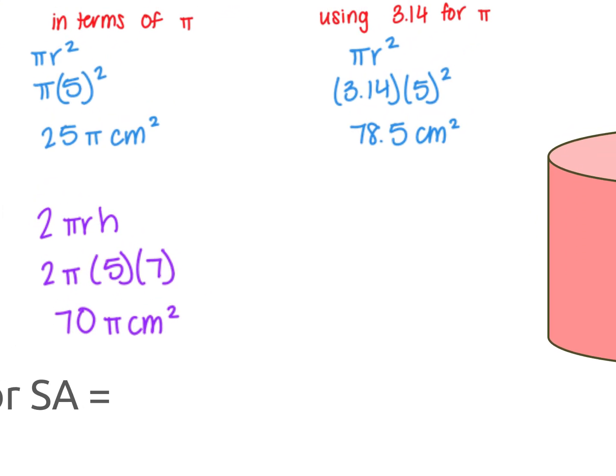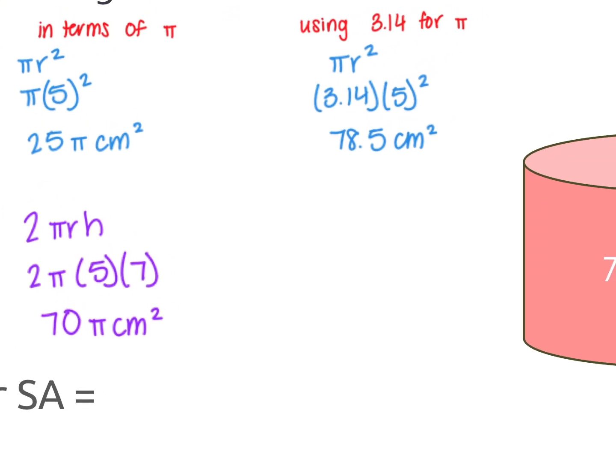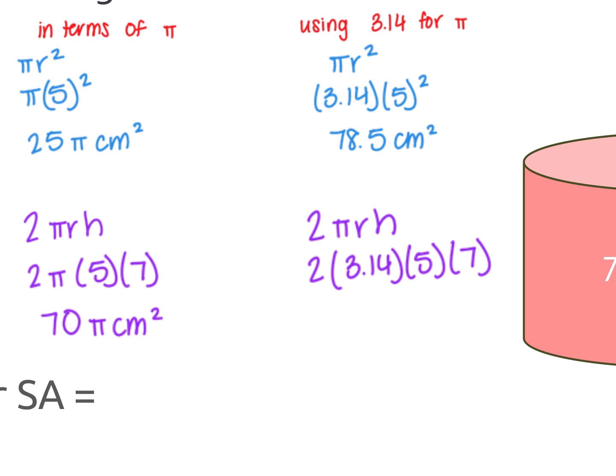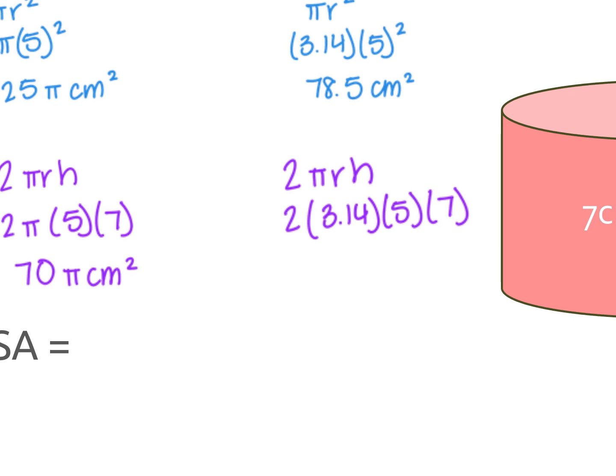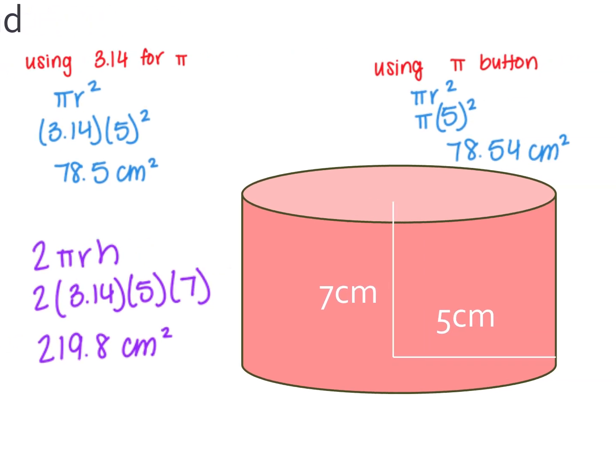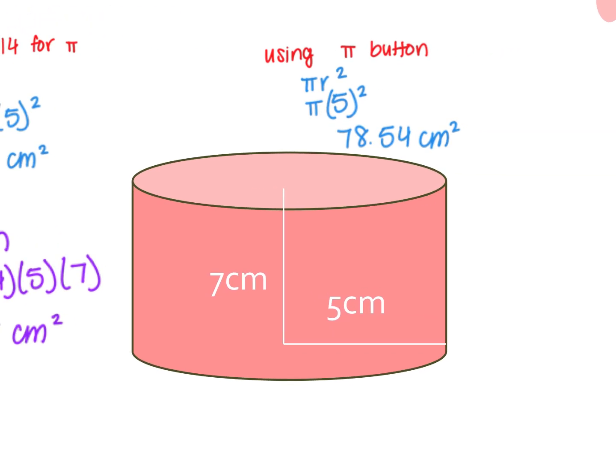Now using 3.14, I'm still using the formula, 2 pi r times my height: 2 times 3.14 times my radius, which is 5, times my height, which is 7. That one's a pretty easy one just to plug in. Plugging it into my calculator, rounding to the nearest hundredth if it can, this is going to give me 219.8 centimeters squared.